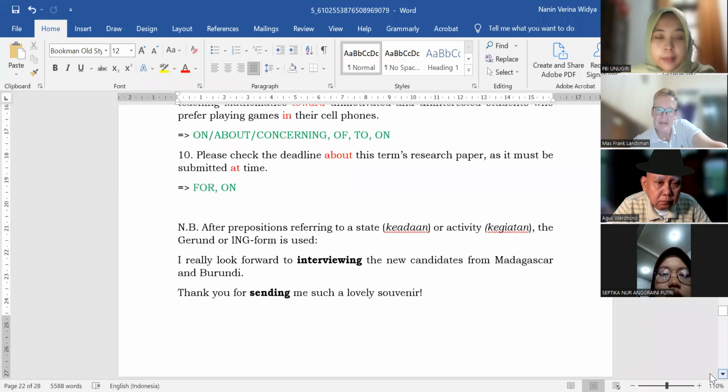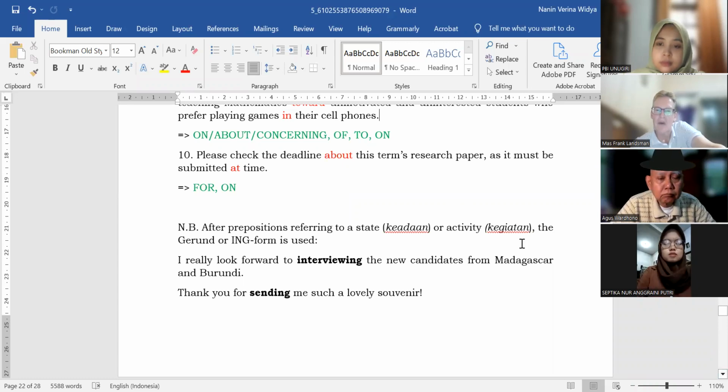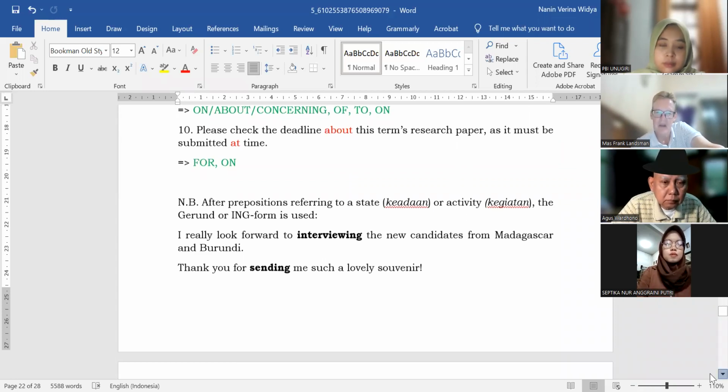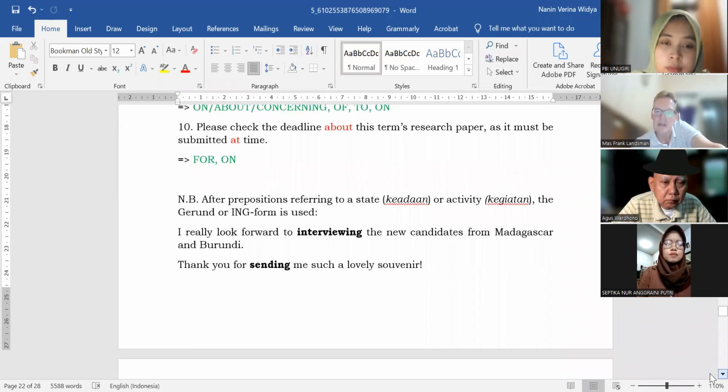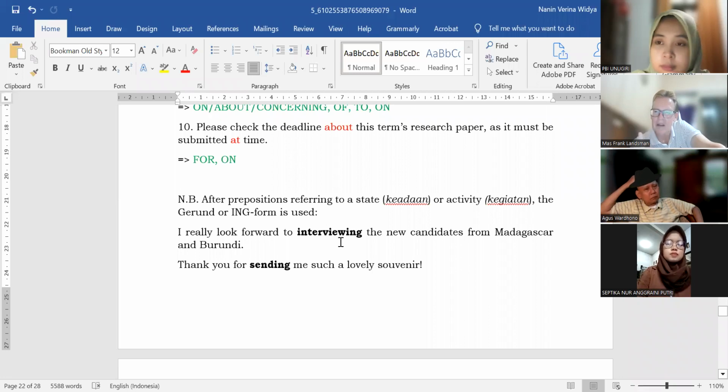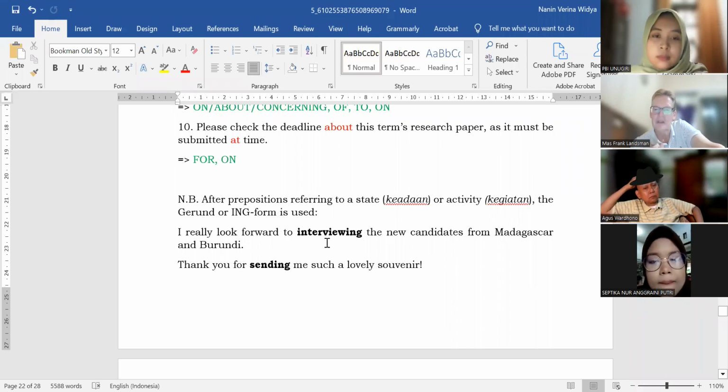After prepositions referring to a state, what you call keadaan, or activity, kegiatan, the gerund or ing form is used. As we just saw, he was amazed or surprised at seeing his friend. So here, I really look forward to interviewing, to that activity. Jadi ada kegiatan itu pakai gerund. Sebenarnya kata benda. Makanya saya tidak suka V plus ing in Indonesian school books. It's misleading. So here, I really look forward to interviewing the new candidates from Madagascar and Burundi.